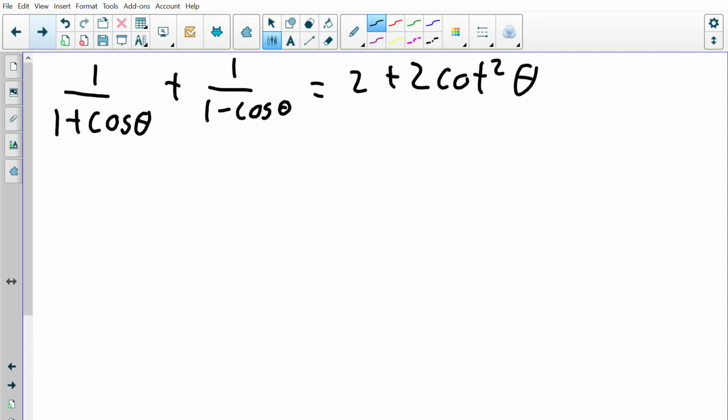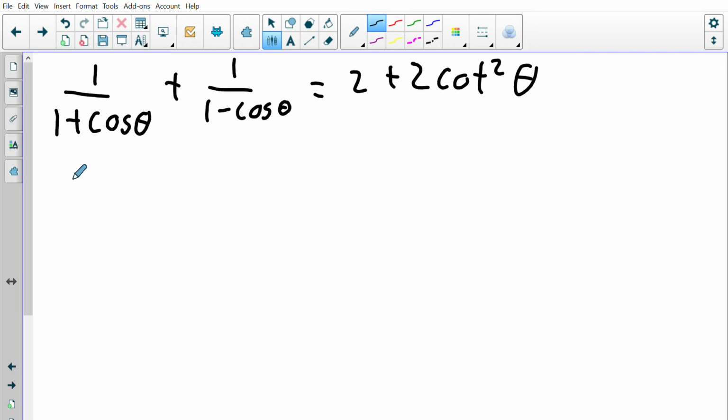Again, my first step is to make everything be cosine or sine. So this first one is good, the second one is good, and then let's worry about this at a later date. So let's just finish the left-hand side. To make these have common denominators, I need to cross multiply. So this one would be 1 minus cosine times 1 over cosine. This one would be 1 plus cosine over 1 plus cosine.